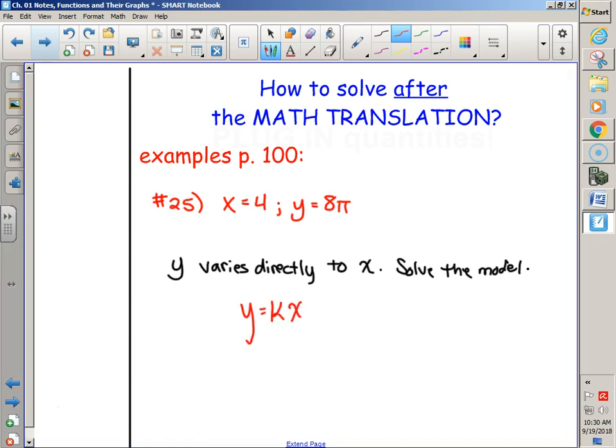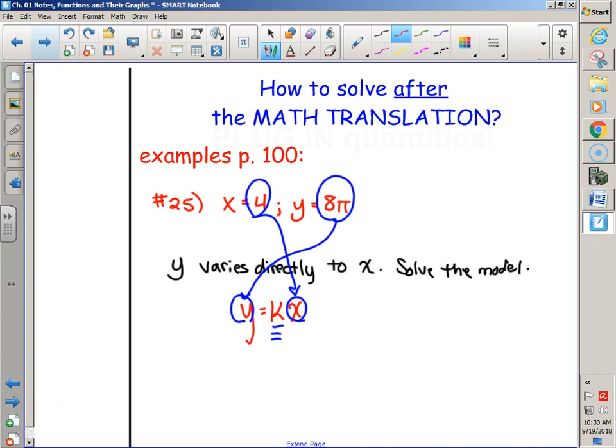From the wording, y varies directly with x. Okay, we know the model is y equals kx. Solve the model. What? We already did. No, you didn't. K is unknown. So substitute. Where's 8 pi going to go? Where's 4 going to go? And if you plug in for y and x, who are you going to solve for?